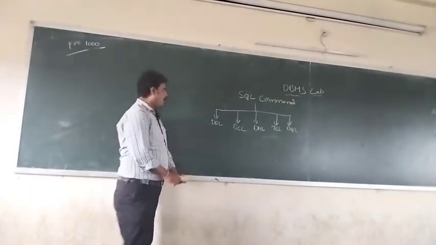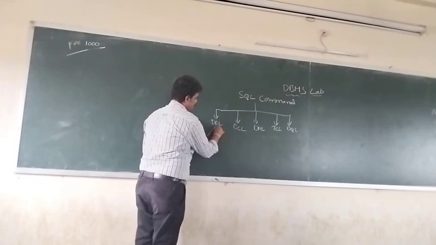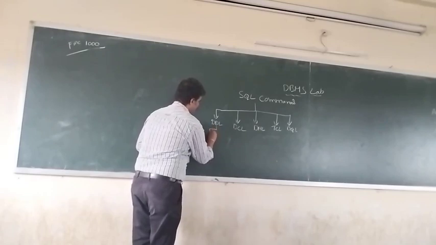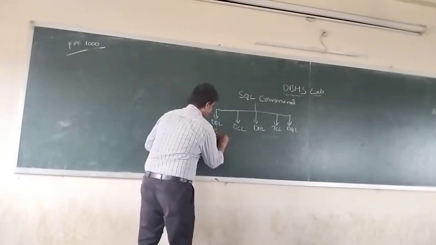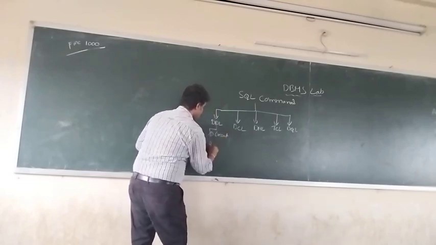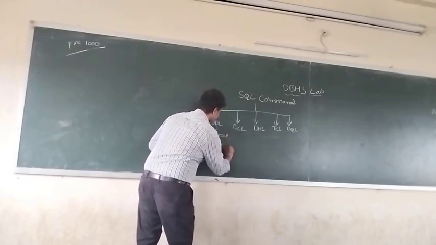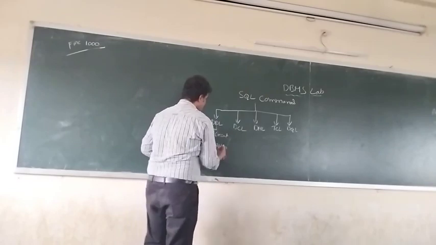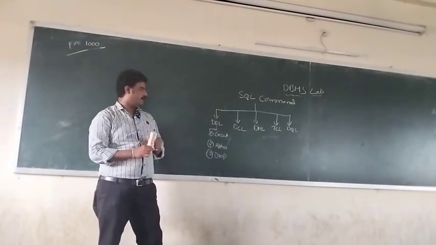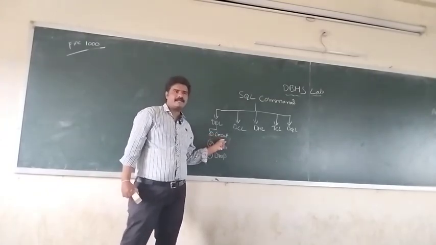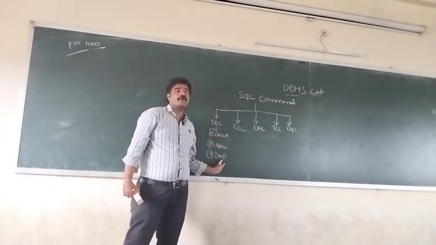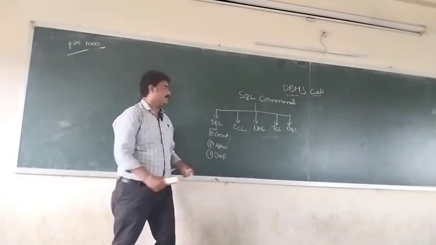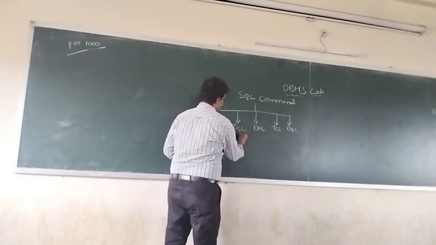Now, how many commands are there? For example, for DDL, 1, I can call it create, 2 alter, 3 drop, and 4 we have truncate. Here in this DDL we have create, alter, drop. Am I clear? Create, alter, drop.